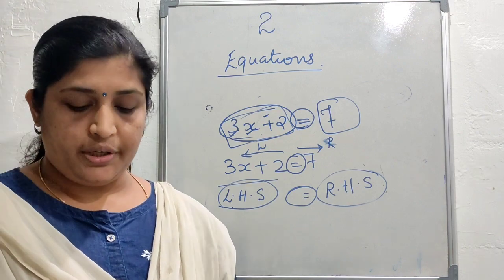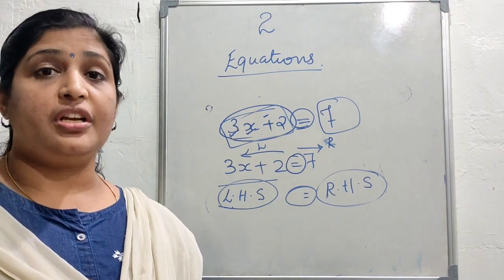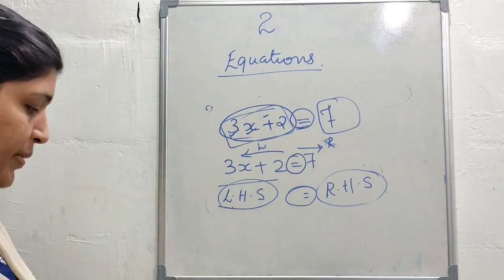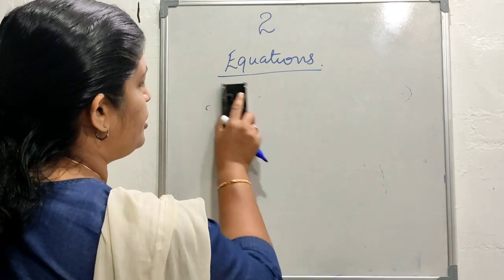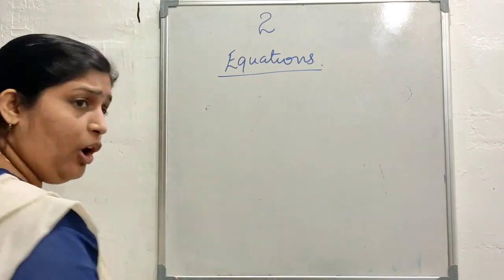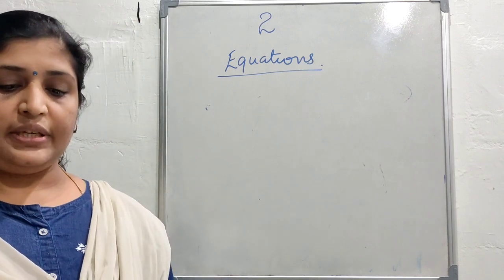So all of you take your textbook, page number 34. The heading is addition and subtraction. Okay, so here we have a question. Now we are going to solve these questions simply without forming algebraic equations.